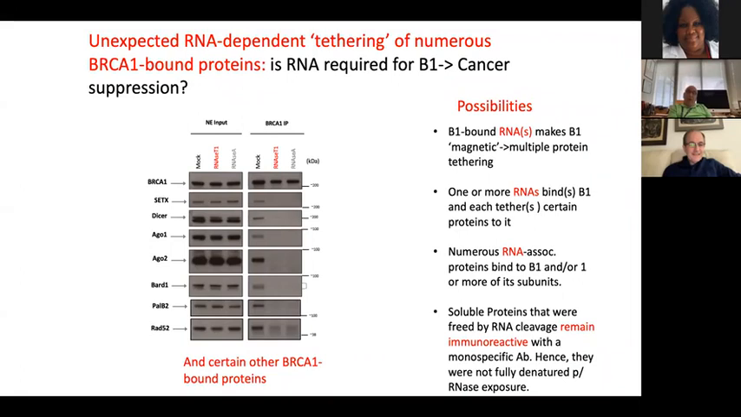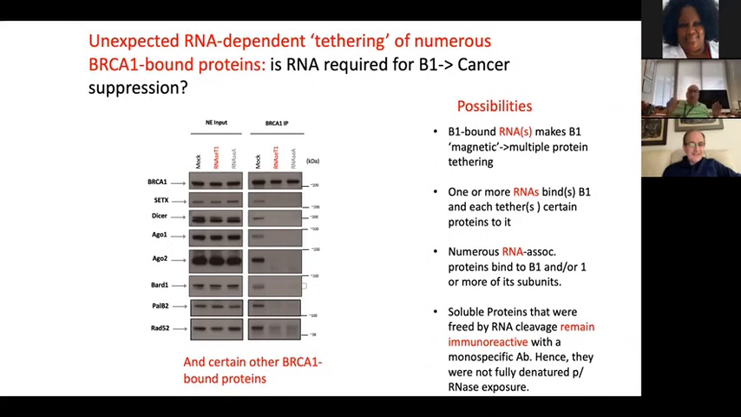Now, look what happens when you treat the extract with a ribonuclease, either RNase T1 or ribonuclease A, both of which are preferentially single-stranded RNases. And now what you do is you IP BRCA1 in all the lanes on the right. Please notice that where the ribonuclease was added, the proteins are gone. Like those proteins bound to BRCA1, maybe only when they were also bound to RNA.